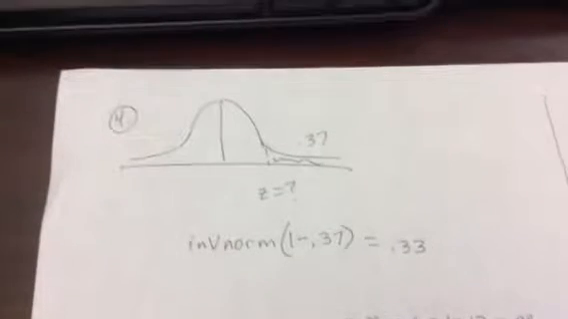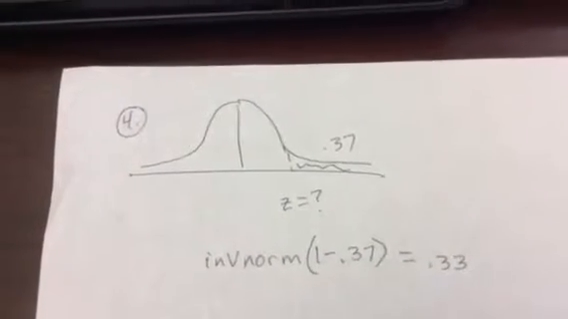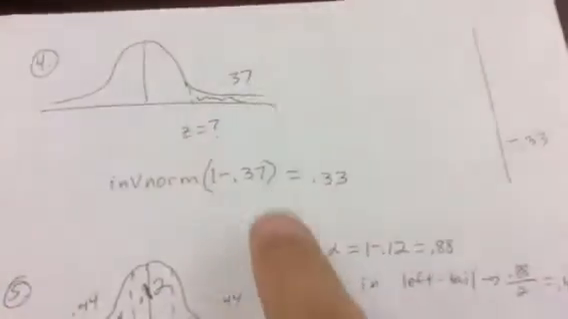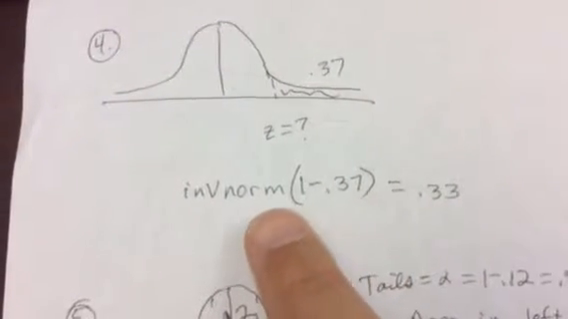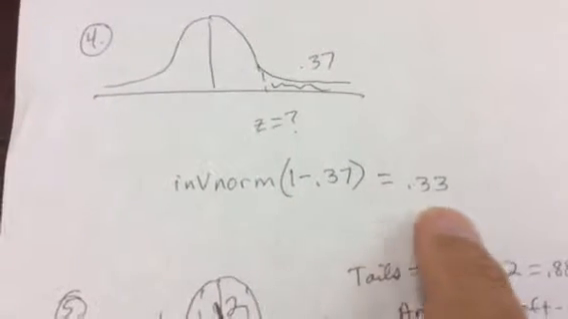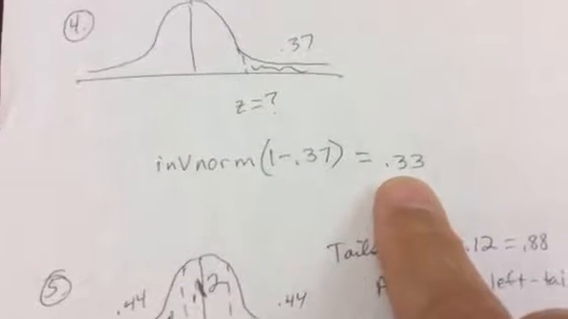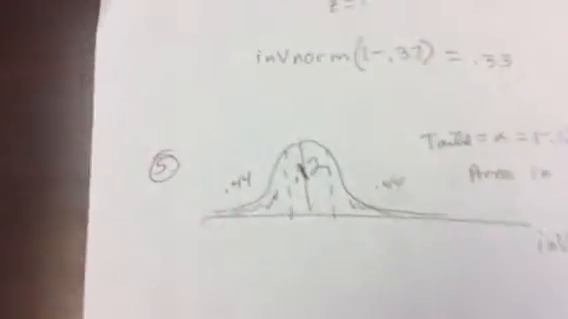But on inverse norm, your calculator always understands left tail areas. So if the right tail area is 0.37, then the left tail area is 1 minus 0.37. And that's what you needed to take the inverse normal of. That'll give you 0.33. I think you just took the inverse normal of 0.37. Is why you missed that one.